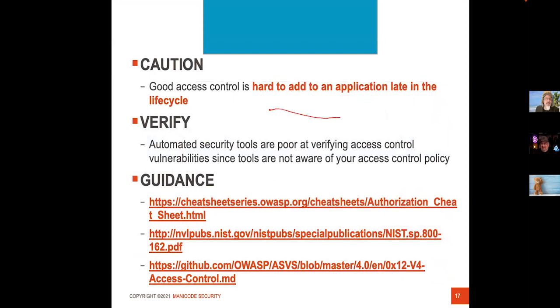Last but not least, it's hard to add access control late in the life cycle. Here's the authorization cheat sheet. Here's NIST 800-162, a U.S. National Institute of Standards standard about access control. It's an American standard.